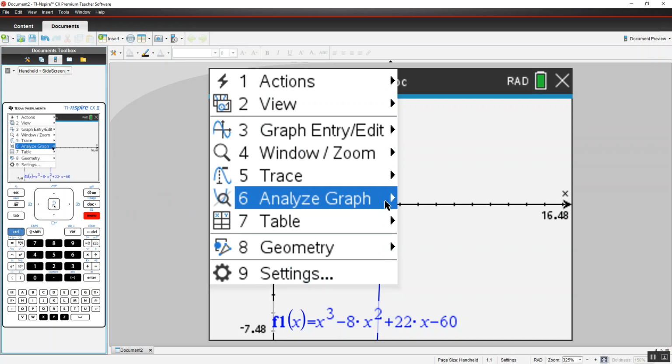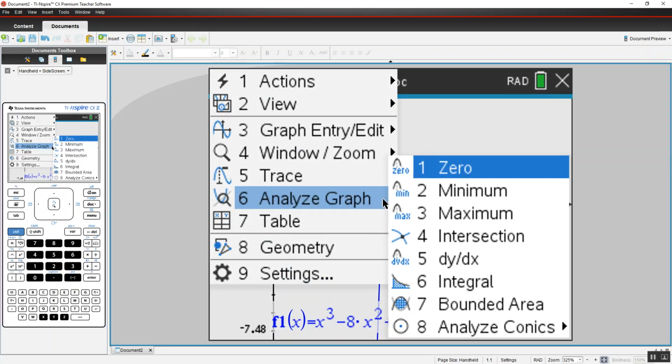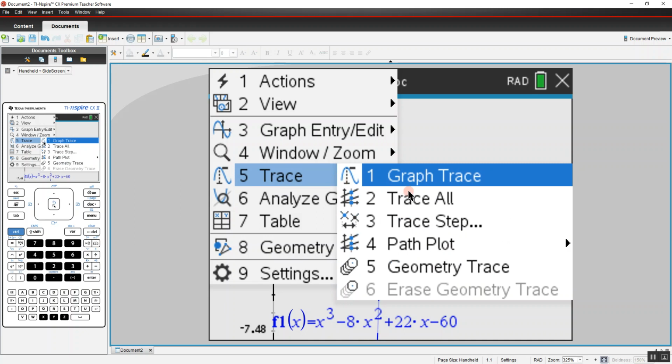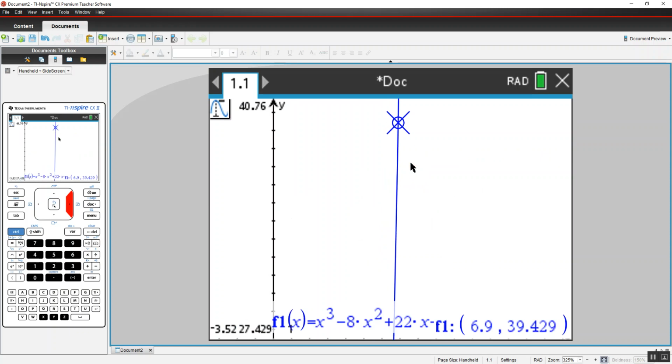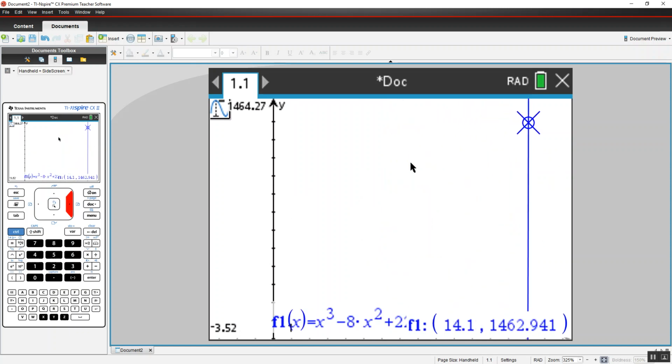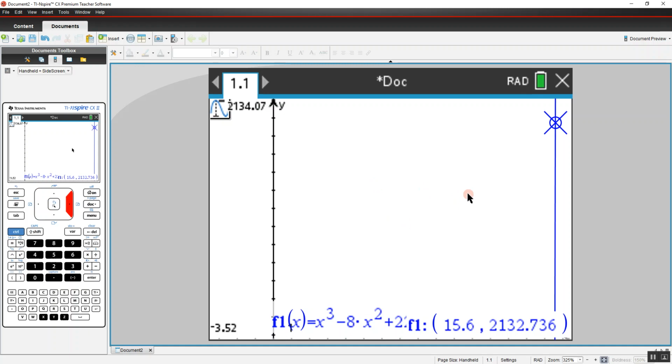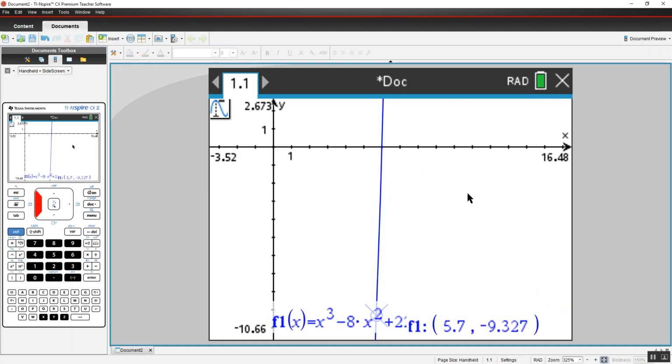I want to analyze graph. And I want none of those things. I want to go to trace, sorry, my bad, trace. And I'm going to graph trace. And you can just move your cursor on your graph. Sorry, I'm up the wrong bit. Okay, so it gives us a 0, and that gives us the point where it crosses. So that tells me that x is equal to 6, and when x is equal to 6, it gives me a value of 0 out.